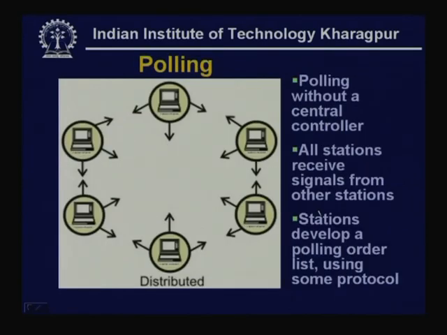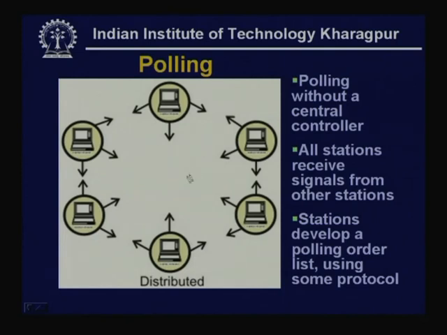Polling can be done without using the central controller also. Here is the situation where you have got a number of stations, as you can see, and there is no central controller. Here all stations receive signals from all other stations. So, if this station transmits, all the other stations will be able to receive it, because it is some kind of broadcasting. Whenever one of them transmits, all the other stations will receive it, and the stations will develop a polling order list using some protocol.